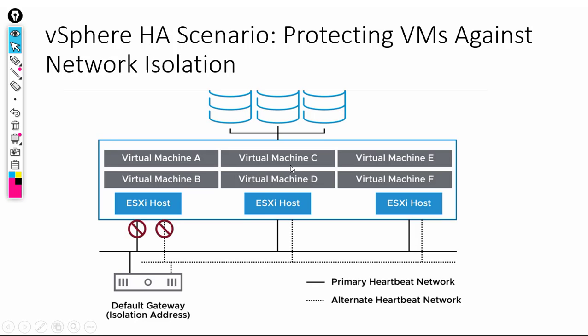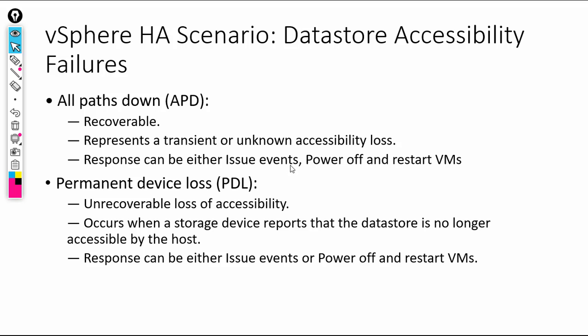And the fifth failure is data store accessibility failure. There are two kinds of data store accessibility failure. One is APD, all paths down. This failure is recoverable and represents a transient or unknown accessibility loss due to the network or some other reasons. In response to this failure, we can either generate an event, power off the virtual machines, or restart the virtual machines on another host that still has accessibility to the data store. So you can configure these types of actions.